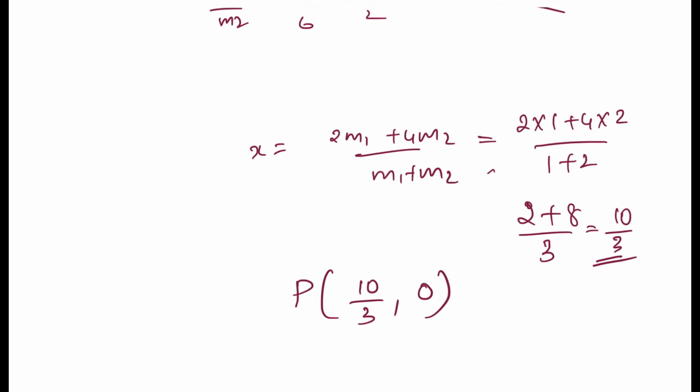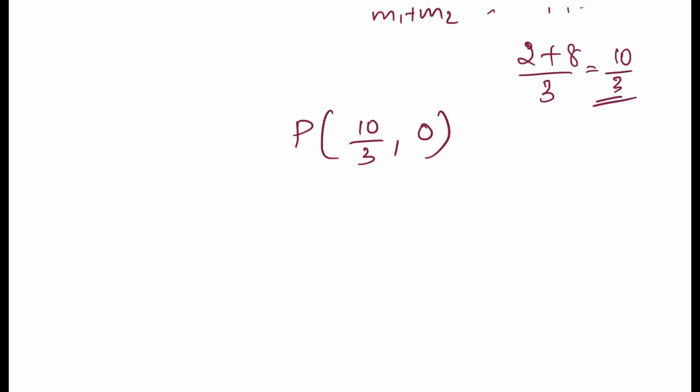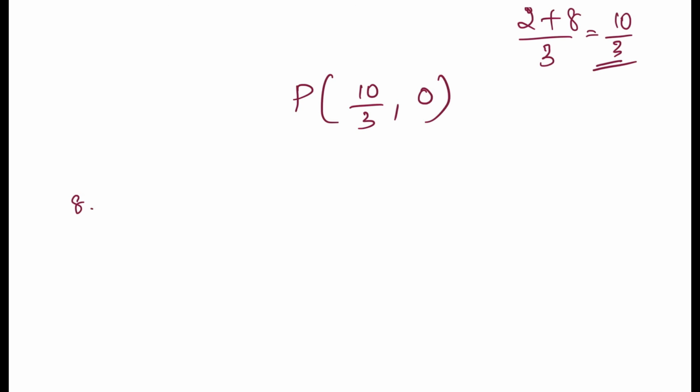Similar way, next question you have: find the ratio in which the line joining the points is divided by the y-axis. So instead of x-axis you need to take y-axis and do it yourself. You can do it yourself. Eighth question, I'll give a hint how to do it.